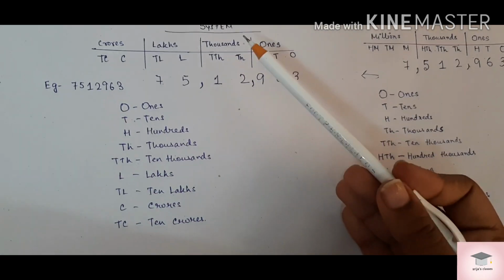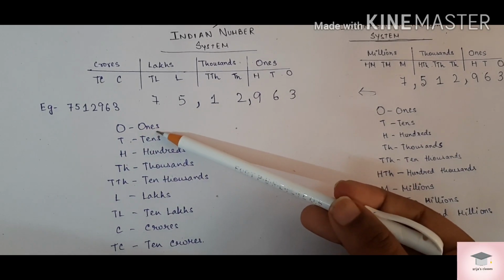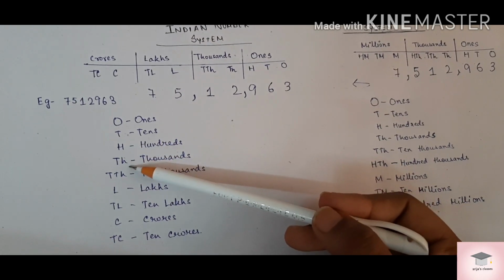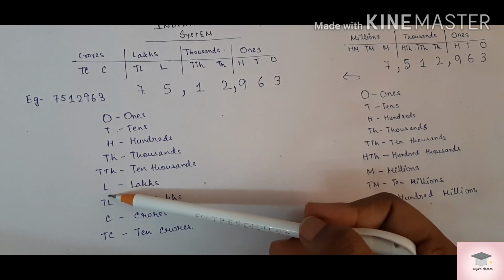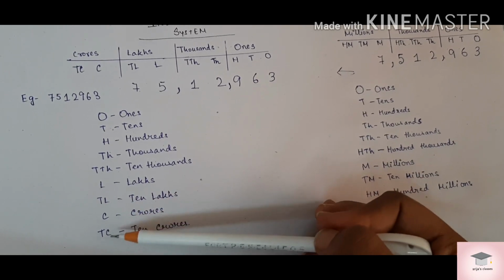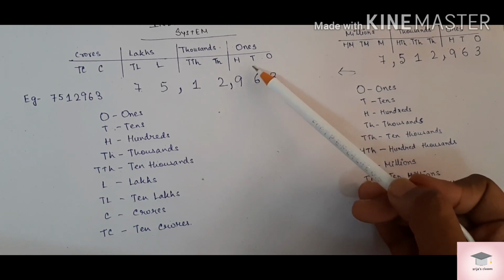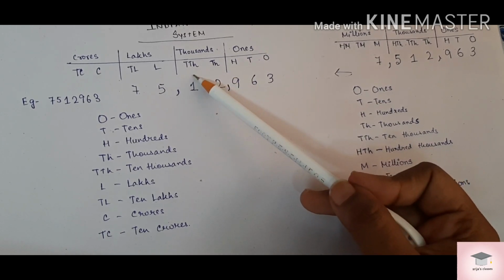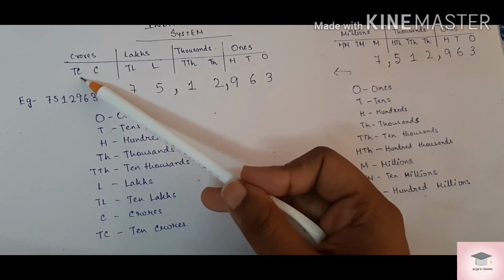We already know the names of the Indian number system. Here, O stands for ones, T for tens, H for hundreds, TH for thousands, TTH for 10,000s, L for lakhs, TL for 10 lakhs, C for crores, and TC for 10 crores. So this one is ones, tens, hundreds, thousands, 10,000s, lakh, 10 lakhs, crore, and then 10 crores.